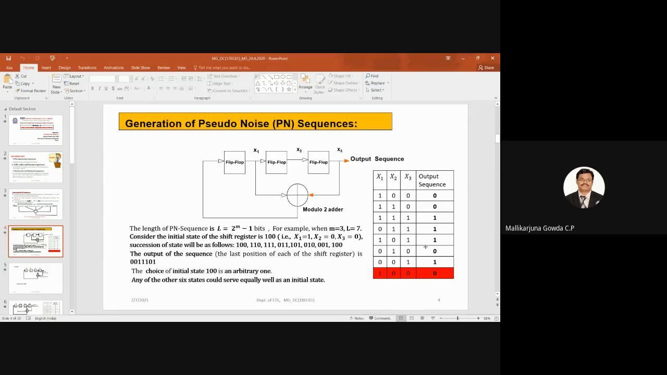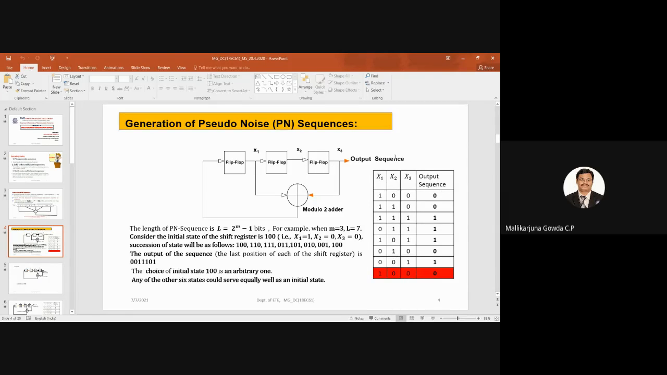Hope you understood how we get this. First, we need to assume the initial condition. What is that initial condition I said? For this, I have taken 1, 0, 0. With that, what is the output of flip-flop 3? That is my output sequence. X3 is 0, that is why I have written 0 here.